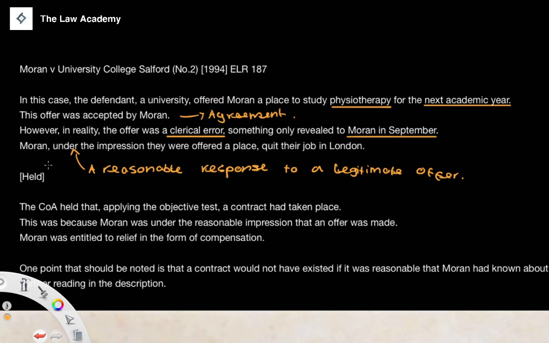Now, applying the objective test, we would ask, in this situation, would a reasonable person have the understanding that a legitimate offer had been granted? The Court of Appeal held that a contract had existed between the two parties. This was because Moran was under the reasonable impression that an offer was made.